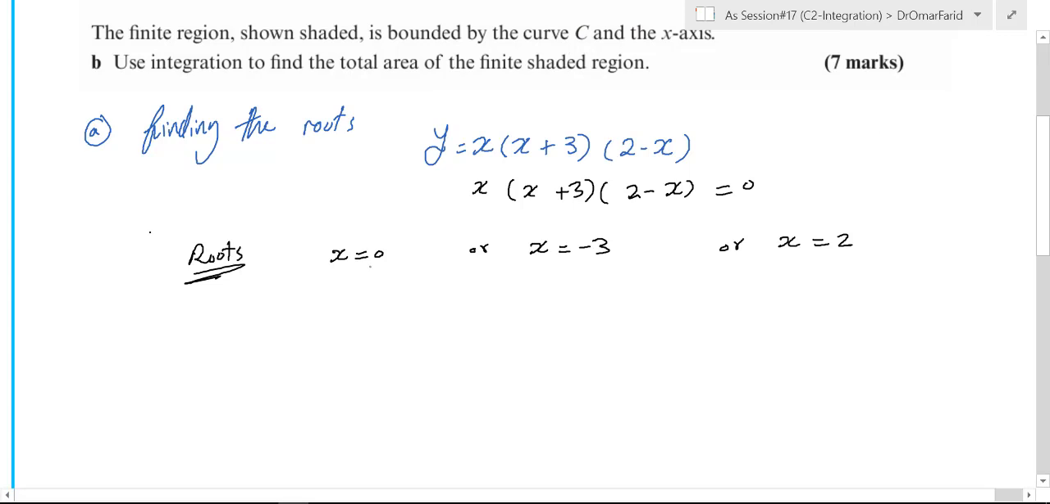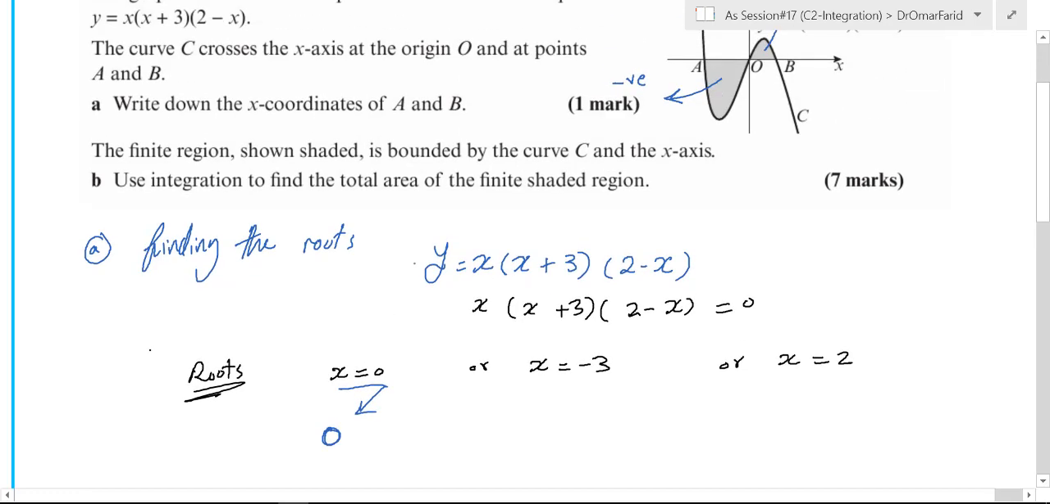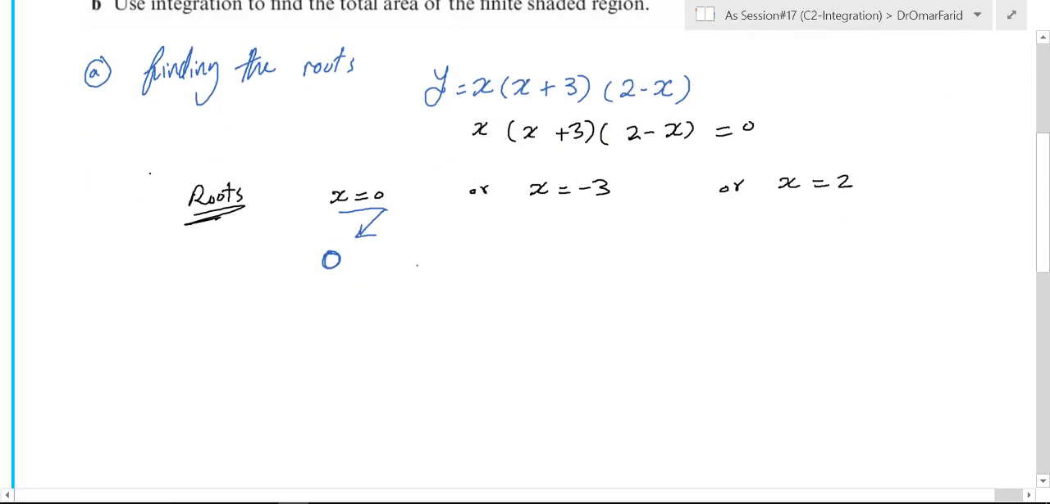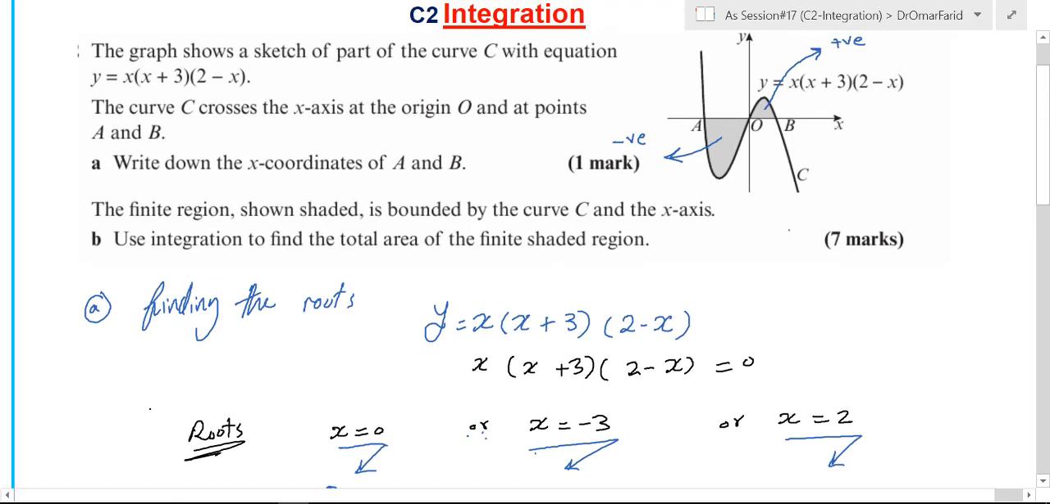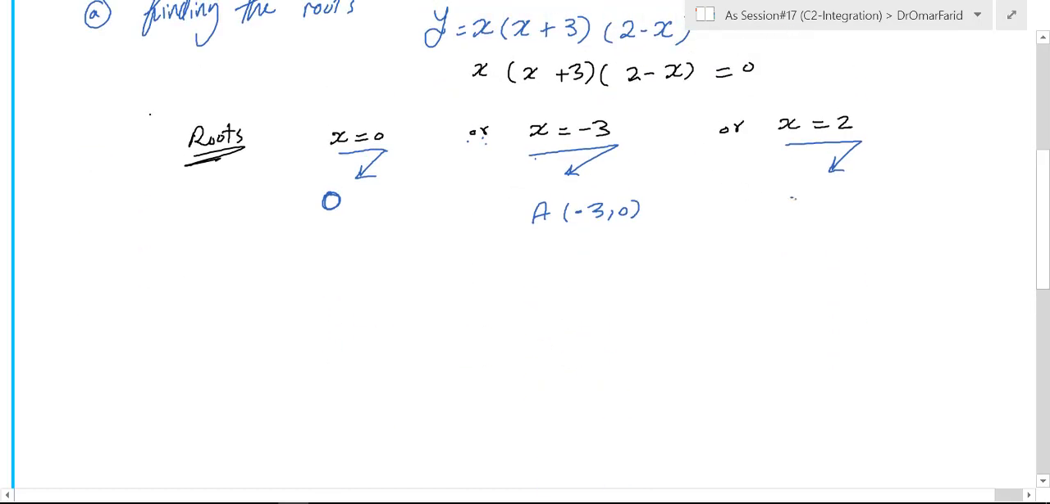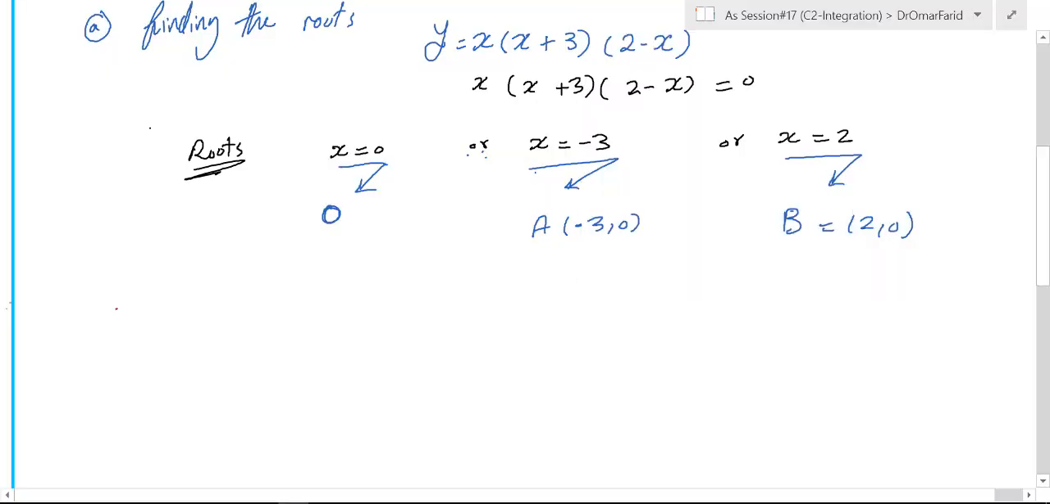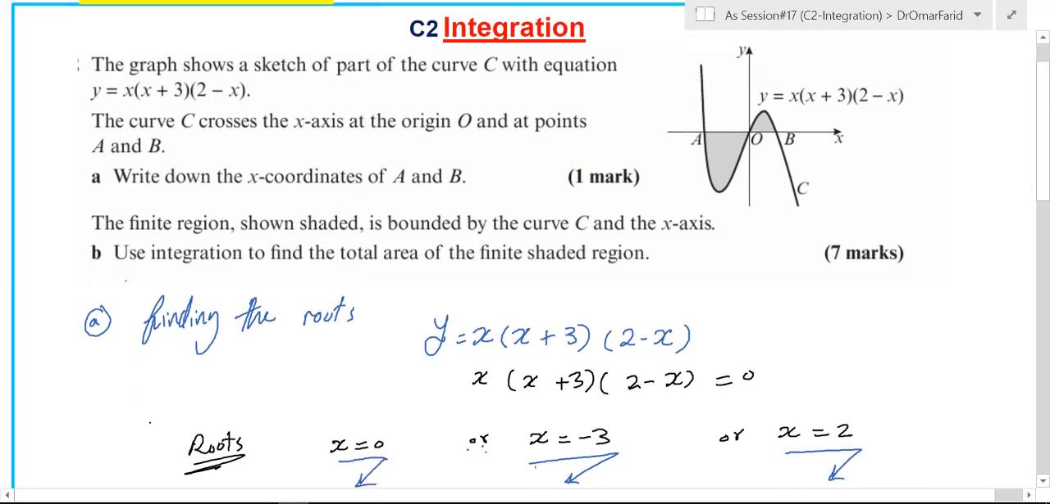For x equals 0, this is the origin point, and the question has given this point to me, and now we want to find A and B. It's clear that A is the negative solution. So A will be negative 3 and 0, and the x coordinate will be negative 3. For point B, the point B is in the positive region, so B will be 2 and 0.